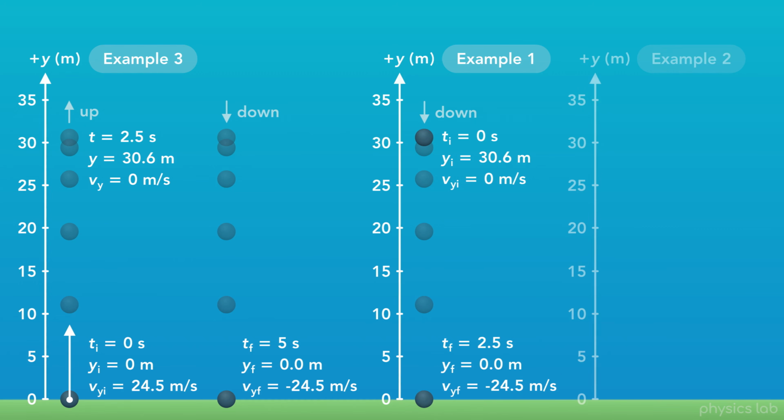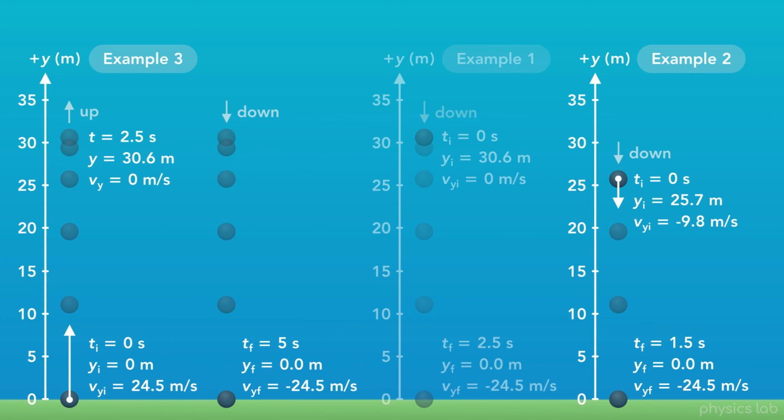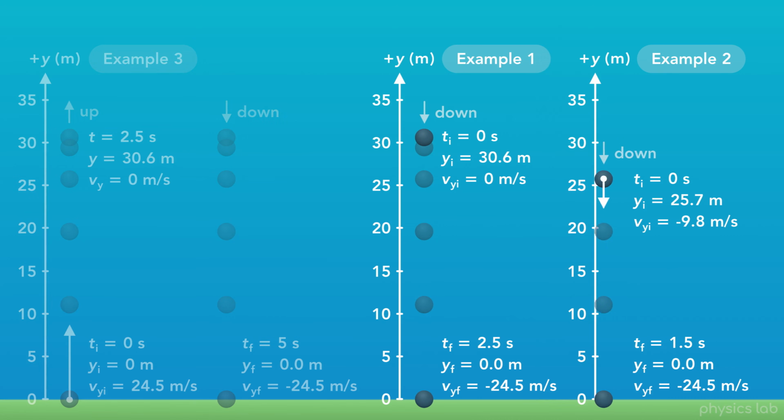The motion in example 2 starts 3.5 seconds later than example 3. It also starts 1 second later than example 1. Example 2 starts at 25.7 meters when the ball is already falling down at negative 9.8 meters per second.